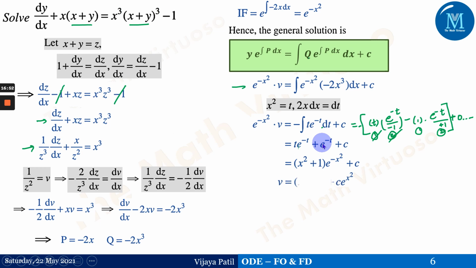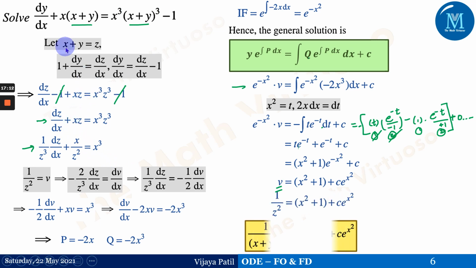Now after that, we just have to resubstitute whatever substitution we have taken. We have taken t equals x square, so x square and this e to the power minus t. According to that, we need to resubstitute that particular substitution. We'll be having it here as equal to v. But for v we have also taken some substitution. What is that v?